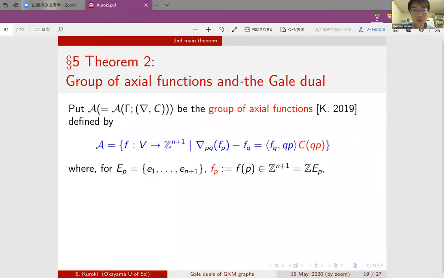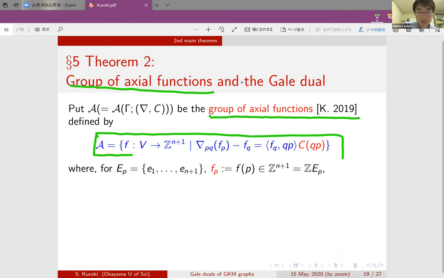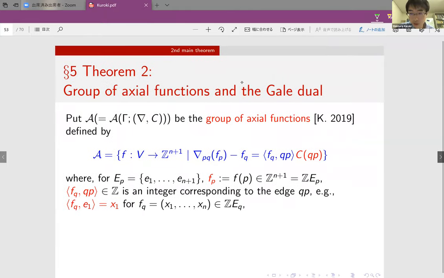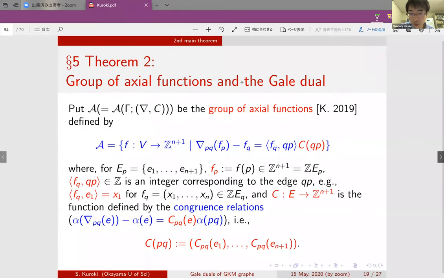This theorem is related to the group of axial functions. Actually, this notion was defined in my previous work, and it is related to how this GKM graph extends to a wider GKM graph. A group of axial functions is a free Abelian group, which is the set of functions from V to Z to the N plus one, where N plus one is the valency of the graph. It's defined in the following way. The definition is a little bit complicated, so I will skip it. If you are interested in this notion, please ask me later, or by email.